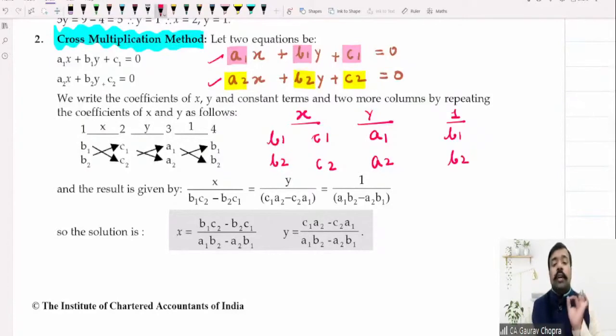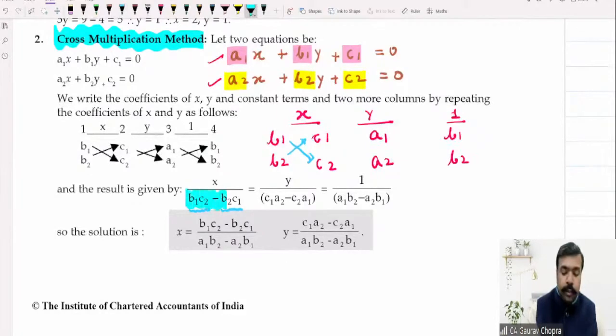Now we just have to do some cross multiplications. We start from the left hand side, that will be b1 c2, and then the opposite, b2 c1. Just go across. So for x we have written b1 c2, in between we put the minus sign, and then b2 c1. In this way we can prepare the result: x divided by b1 c2 minus b2 c1.